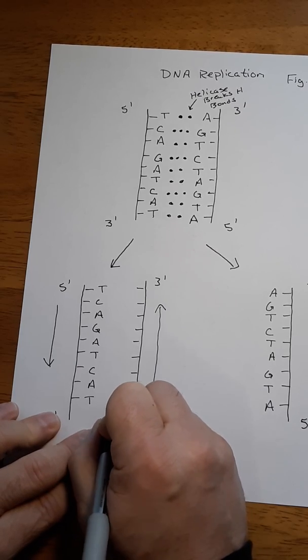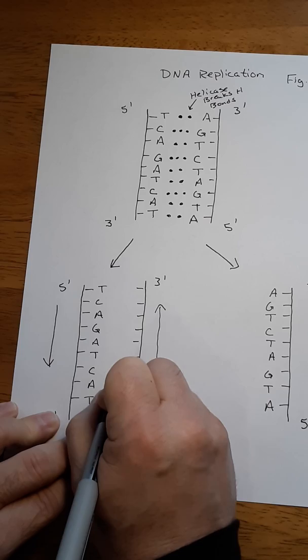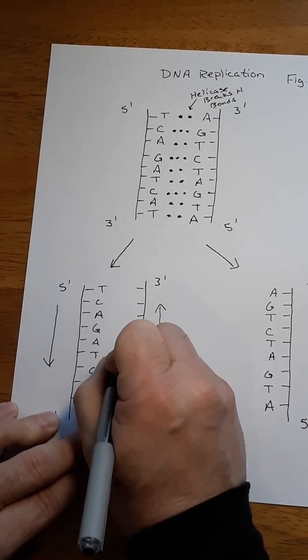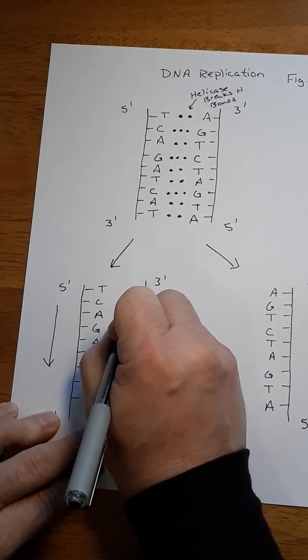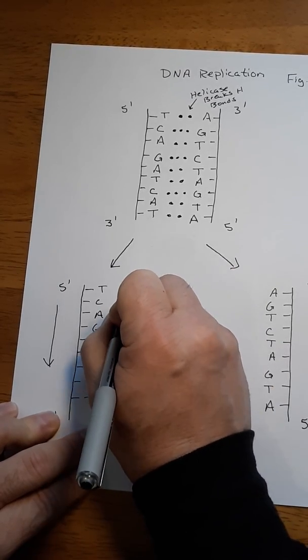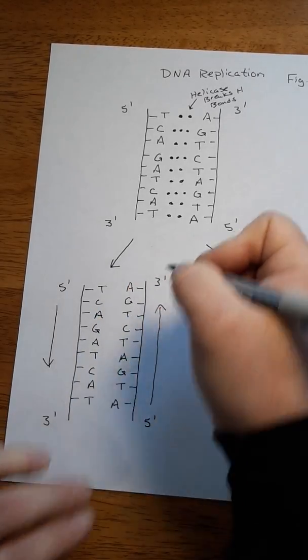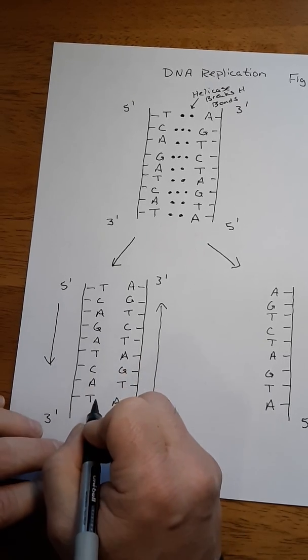Thymine is going to combine with adenine, adenine with thymine, cytosine with guanine, thymine with adenine, and so on and so forth. Hopefully you're getting comfortable with understanding these complementary base sequences. Okay, and we'll just do a couple of these.